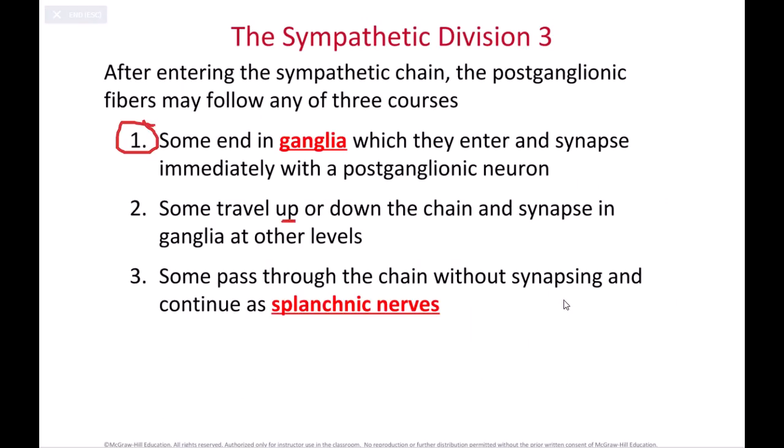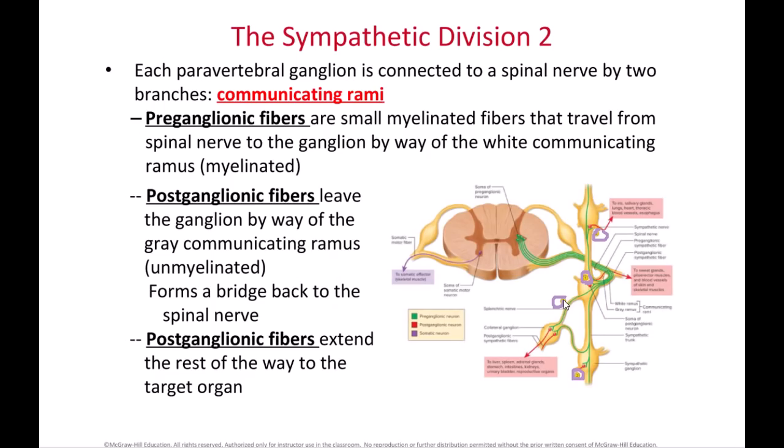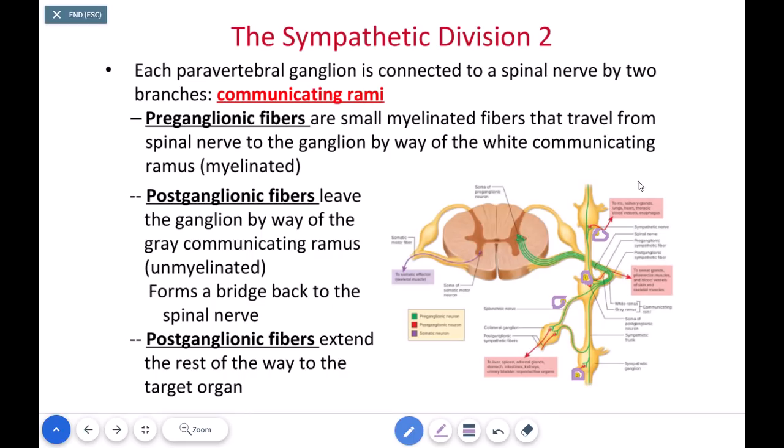So our first way is that some of those fibers are going to end up in the ganglion, and then they're going to synapse and then immediately go to the postganglionic organ. So that's one potential method of travel. Let's back up a slide. In other words, the preganglionic fiber goes directly to the ganglion, and then from the ganglion, the postganglionic fiber goes directly to the target organ. That's technique or path of travel number 1. That's the short, sweet, most direct path of travel for the sympathetic nervous system.